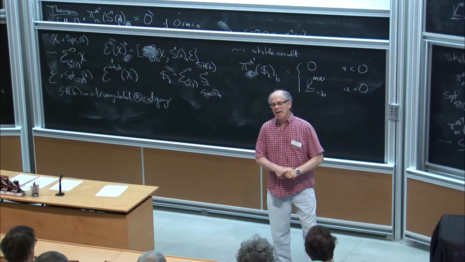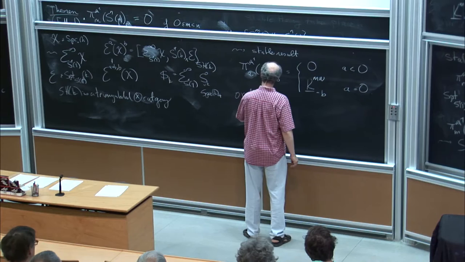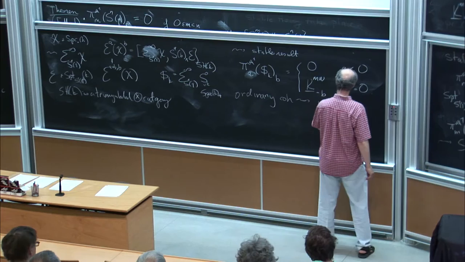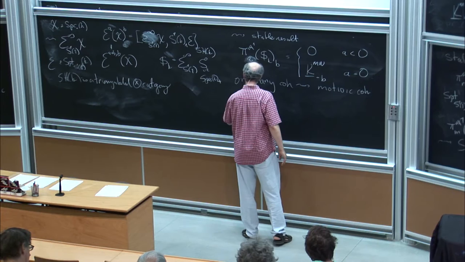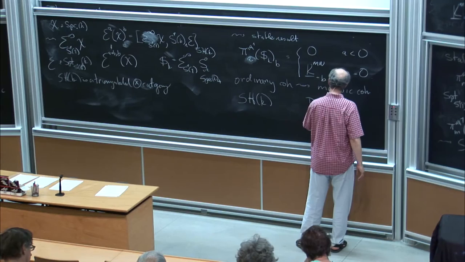So ordinary cohomology gets replaced with motivic cohomology. Yeah, replaced is maybe not the right word. It's not clear, but one thing you can do is replace it with that. In other words, there's a similar pair of adjoint functors. You take Voevodsky's big triangulated category of motives.